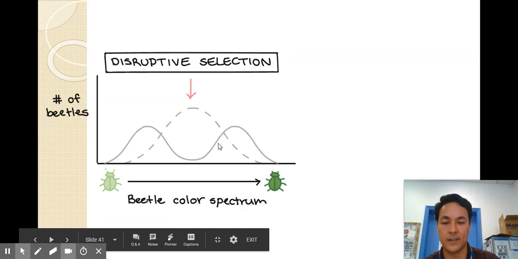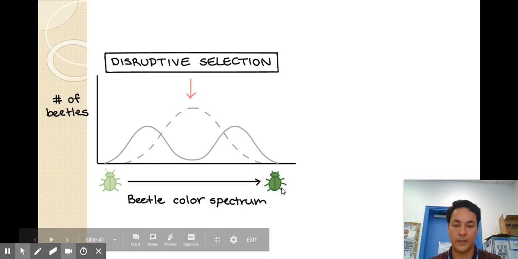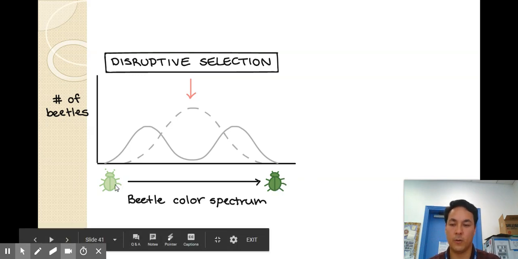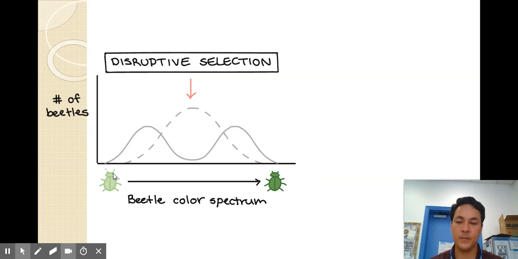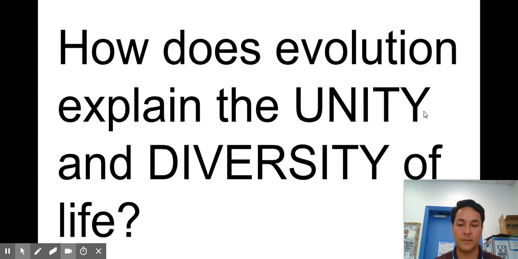You're selecting for either extreme phenotype. So you either want to be the dark beetle or the light beetle. That's pretty cool. There's more than this. There's frequency dependent selection and other types, but this is what you need to know for 9th grade bio. All right, we're rolling along.